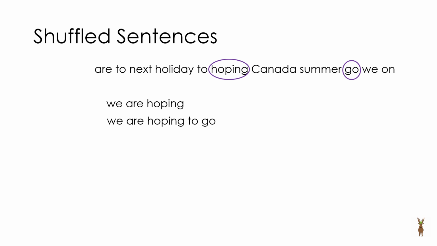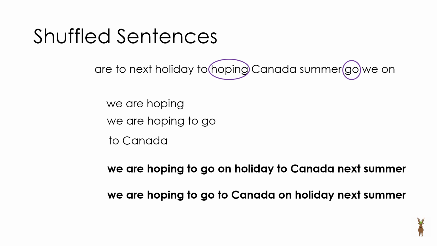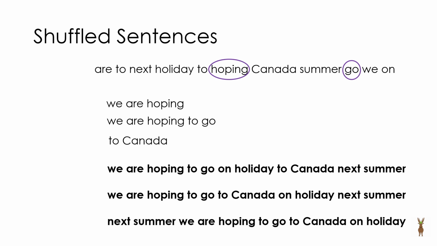Where are we hoping to go? There is only one place mentioned, Canada. So we have to Canada. We are hoping to go on holiday to Canada next summer. Or we're hoping to go to Canada on holiday next summer. Or next summer we are hoping to go to Canada on holiday. When we come to identifying an extra word that shouldn't be in the sentence, the word will be incorrect with all ways of writing the sentence. So don't worry. Any of these 3 could be correct here.